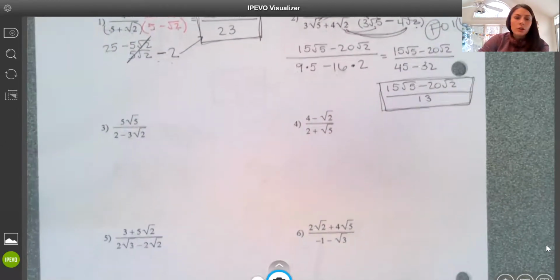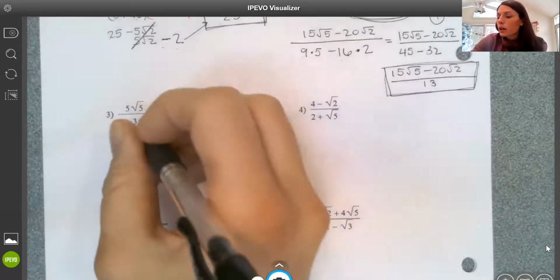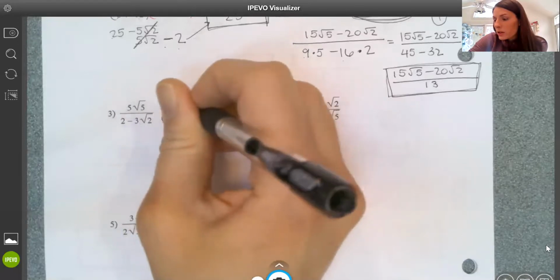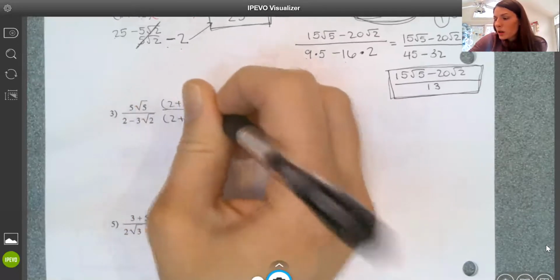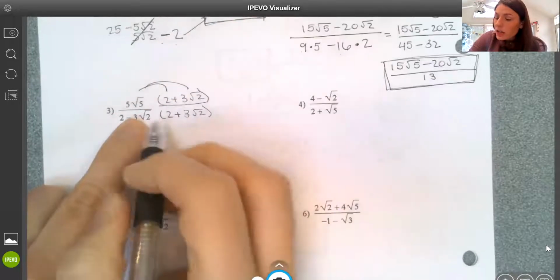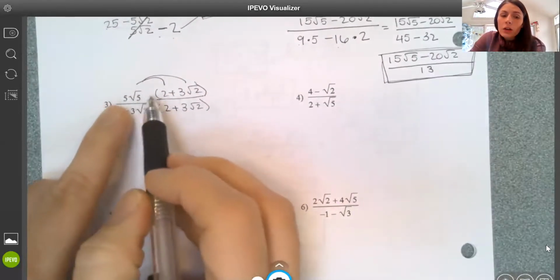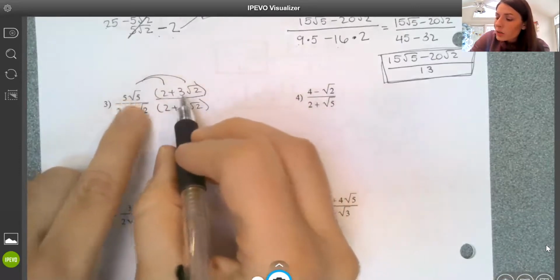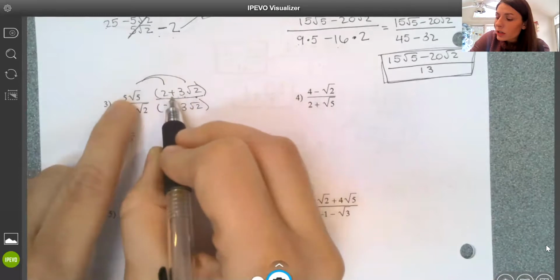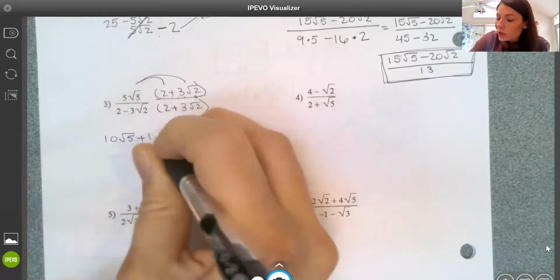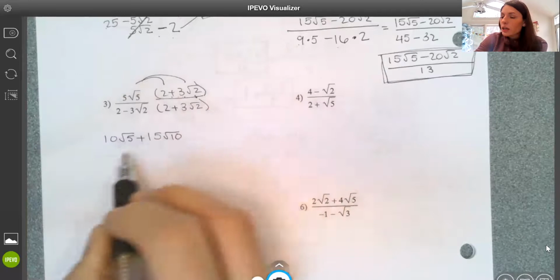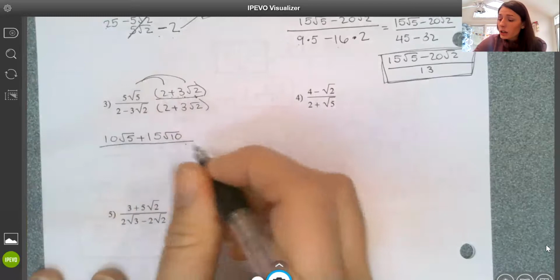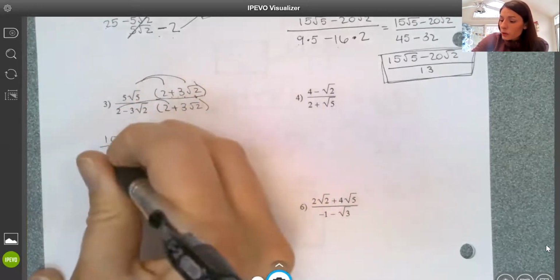On number 3, same idea. The conjugate here would be 2 plus 3 rad 2. Distributing here, so now my top term has a rad as well. 5 times 2 giving me 10 rad 5. And here, 5 times 3, and then 5 times 2 is what I'll do, the outer and the inner. So giving me 15 square roots of 10. And neither of those need to be simplified in the end. In the denominator, 2 times 2 giving me 4.